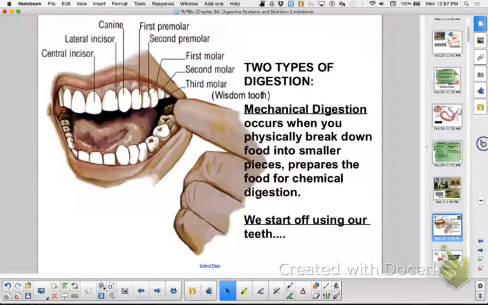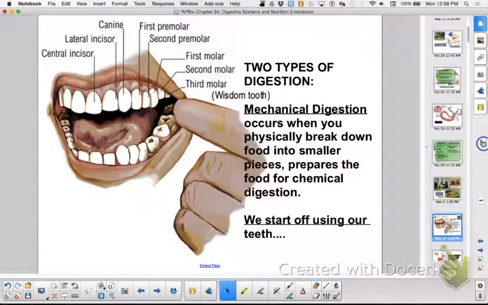For your dentition, structure fits function. The broad, flat molars in the back are for grinding plant material. Sharp teeth in the front are for cutting and tearing meat.